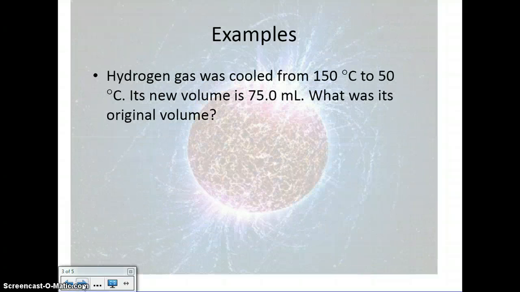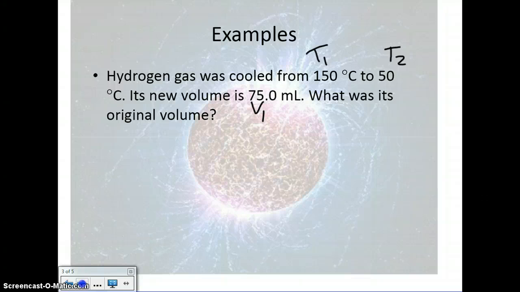Okay, next one. Hydrogen gas was cooled from 150, so that's our temperature 1, to 50 degrees, so that's our temperature 2. Its new volume is 75 milliliters, so that's our volume 1. It wants to know what was the original volume.